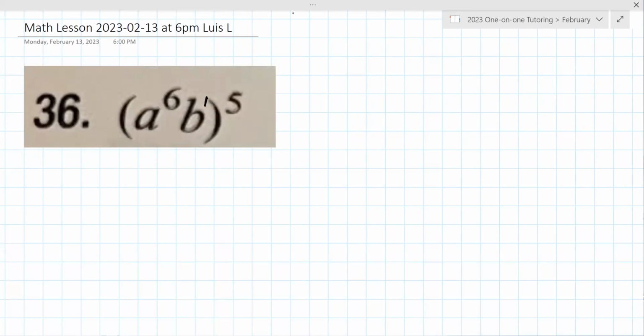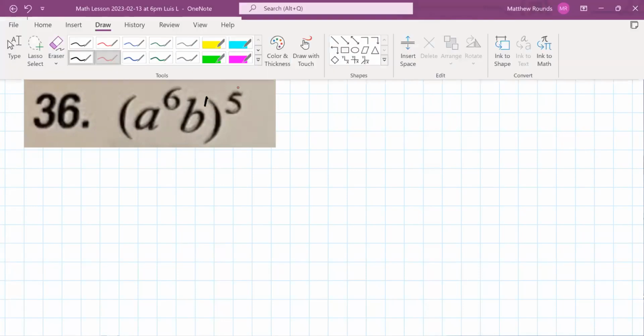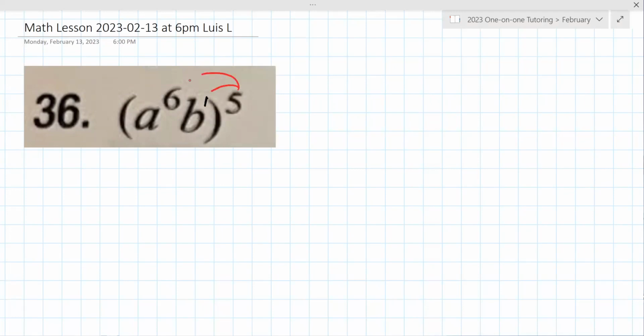So there's this, it's kind of like the distributive property. You may have even said that. You take this 5 and you distribute it to both of these if you're multiplying. Okay. So that's a to the 30, b to the 5th. You can think of it as distributive.